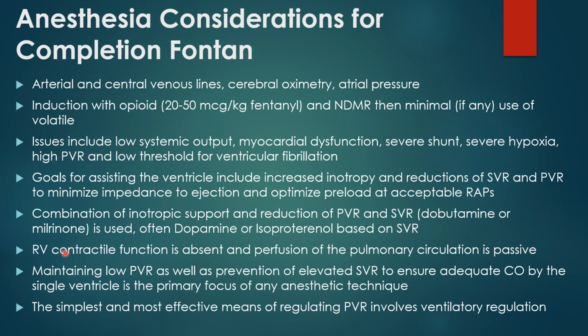RV contractile function is absent, and perfusion of the pulmonary circulation is passive. So RV is really the dysfunctional LV, but you've got no RV function at all. You're basically getting blood over to the pulmonary circuit through the Glenn conduits. Maintaining low pulmonary vascular resistance and prevention of elevated SVR. And typically, if you're wanting to manage your PVR, you're going to use ventilatory regulation, which is the easiest, although milrinone and isoprel are going to help you out with that as well. But typically, you're going to use FiO2 manipulation, you're going to use PEEP, etc.